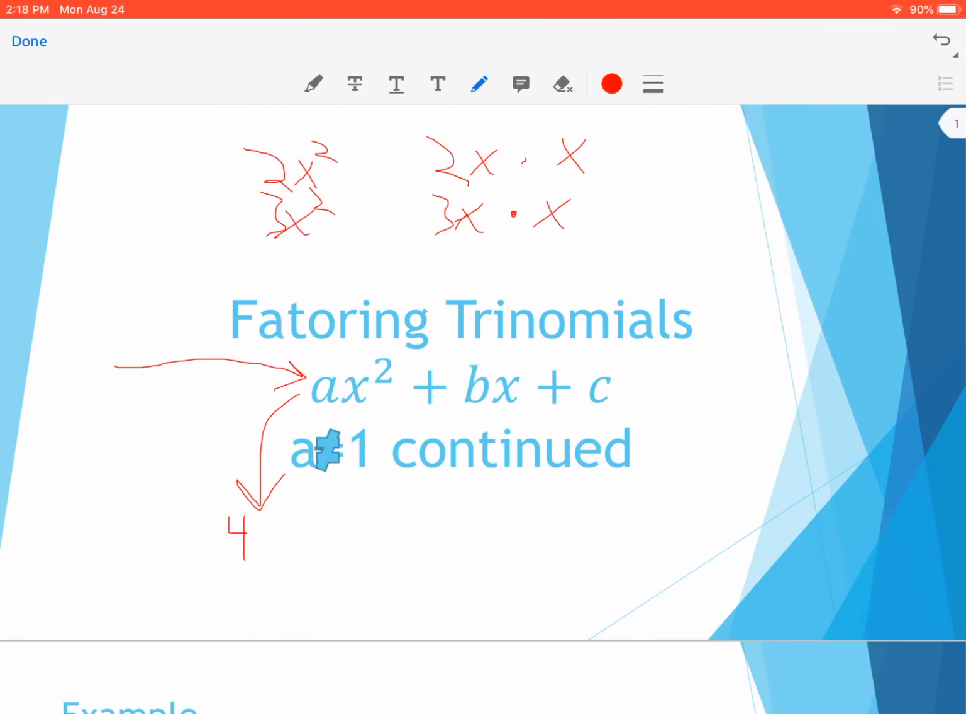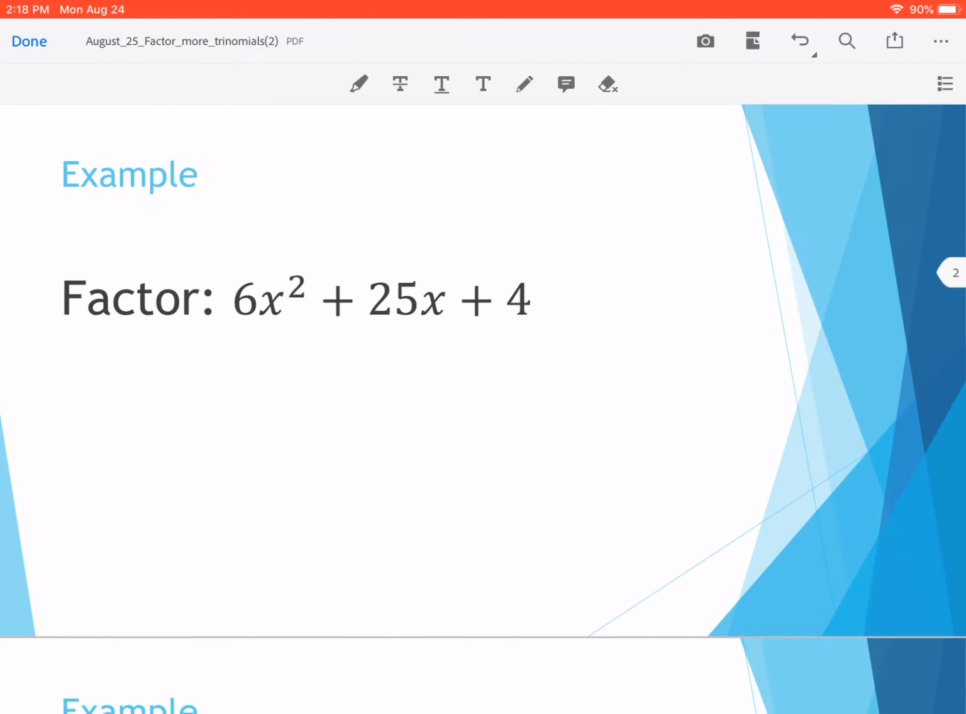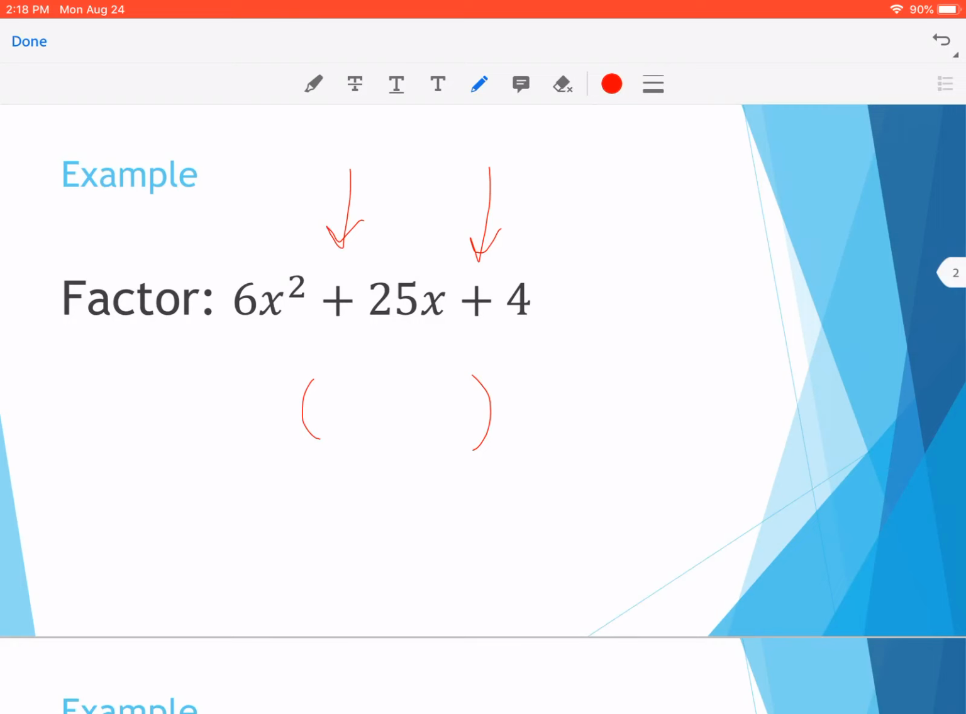So let's look at the first slide. All right, so we got 6x squared plus 25x plus 4. And the rule doesn't change. So if we have a plus and a plus, then automatically we're still going to get plus and plus here. So nothing changes there. The only difference with this problem, I got a 6 here. So maybe my factors are 6 and 1, or maybe they're 3 and 2. And that's where we're just going to have to check and see.